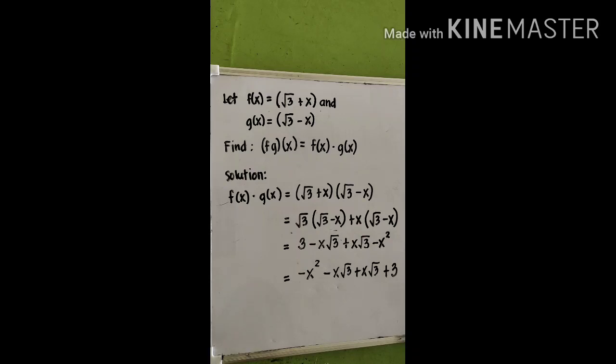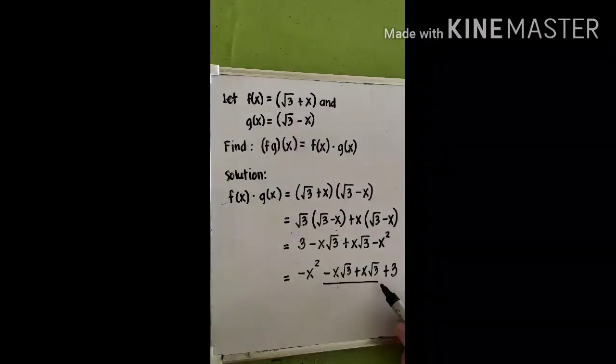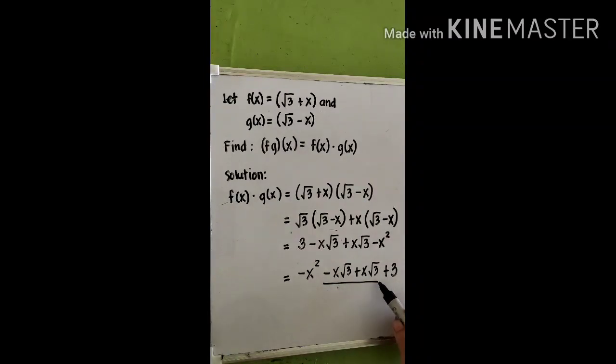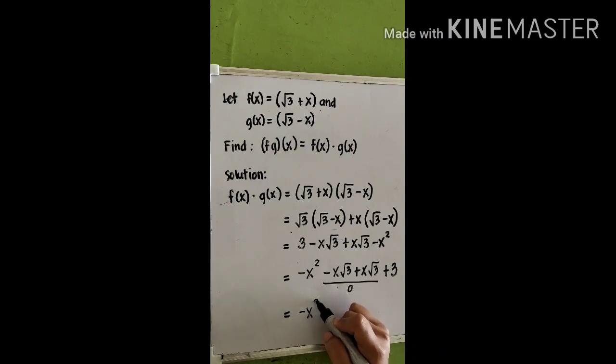So notice that we have negative x square root of 3 here and positive x square root of 3. Combining these two terms, we will have 0. Why? Because we have negative x square root of 3 and a positive x square root of 3. So this will be 0. Now for the final answer, we have negative x squared and then the constant positive 3.